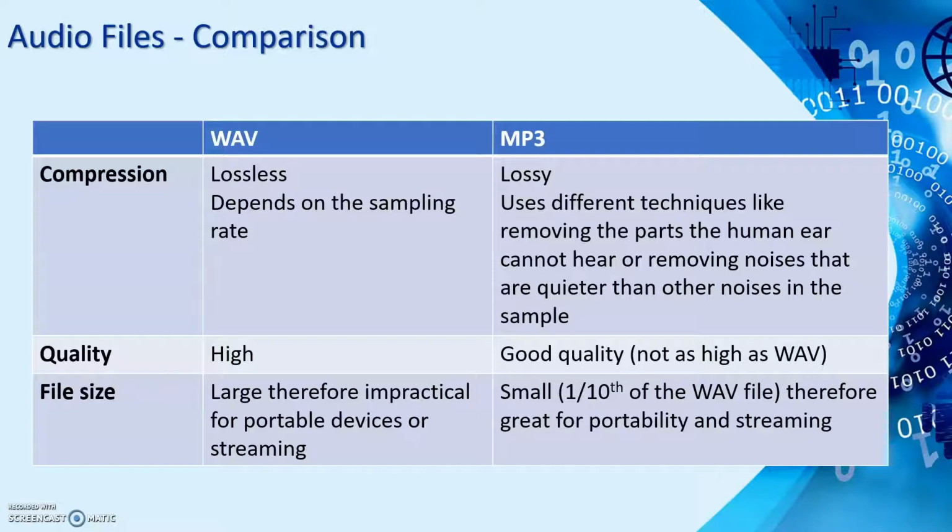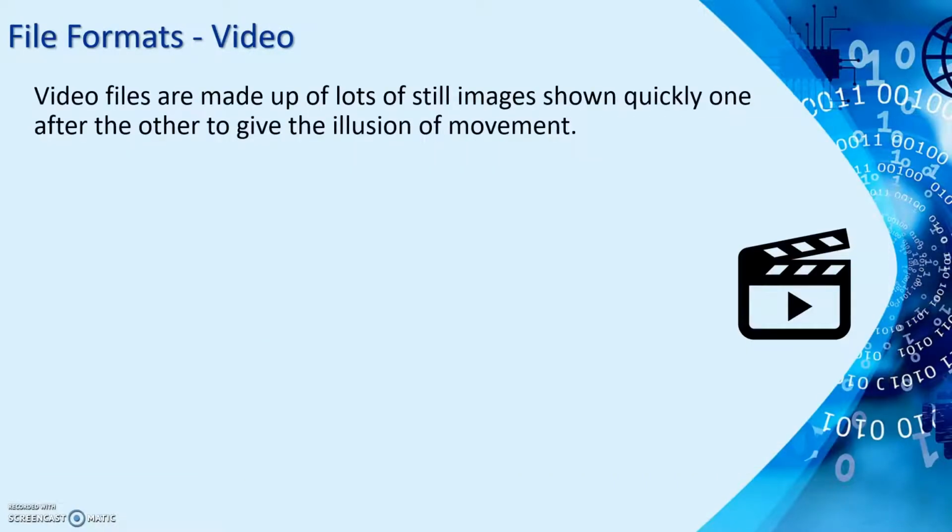Small file size. Right, now we've got the file format for video. Video files are made up of lots of still images shown quickly, one after the other, to fool the human brain into giving it the illusion of movement.